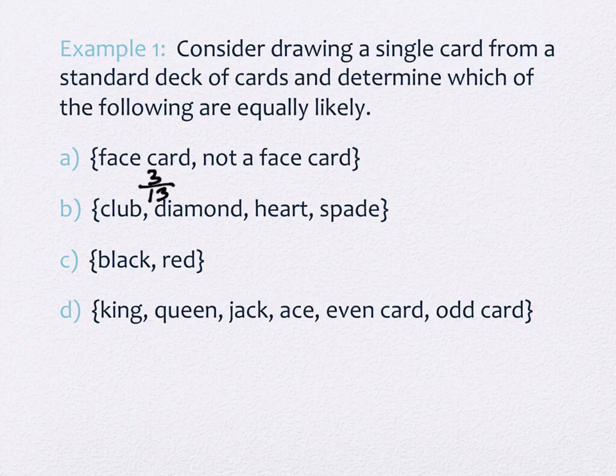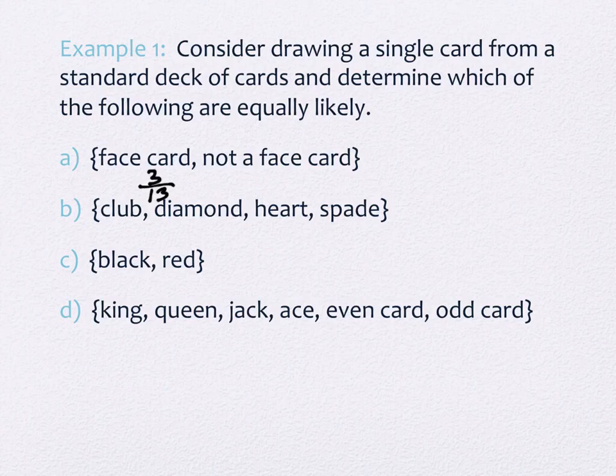Jack of clubs, Jack of diamonds, Jack of spades, Jack of hearts. Queen of clubs, Queen of diamonds, Queen of spades, Queen of hearts. King of clubs, King of spades, King of diamonds, King of hearts. There's 12 of them. You'd get 12 if you counted everything out. 12 out of a total of 52 cards.